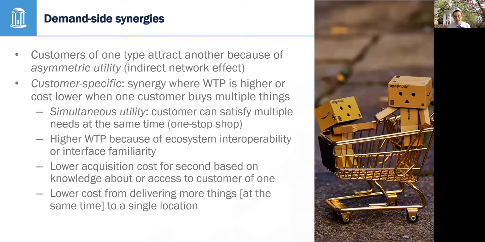Simultaneous utility exists when a customer is able to accomplish multiple tasks or multiple functions at the same time. So if you stop for gas and then pick up something from a convenience store, that's an example of simultaneous utility. If you're doing laundry and are able to do some tanning while your laundry is running, that's another example of simultaneous utility. You can also have customer-specific utility that comes from ecosystem interoperability.